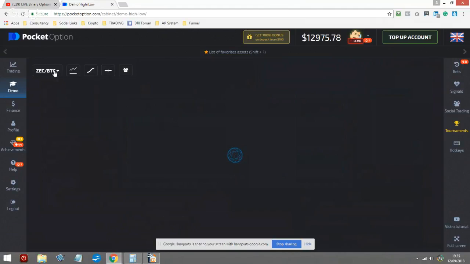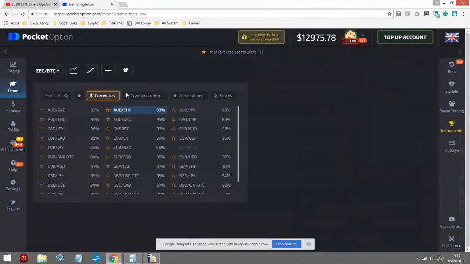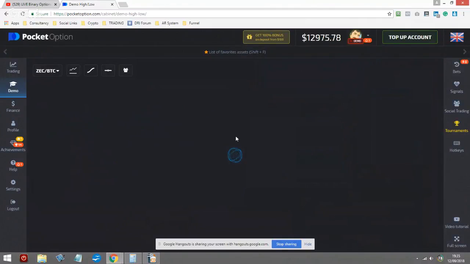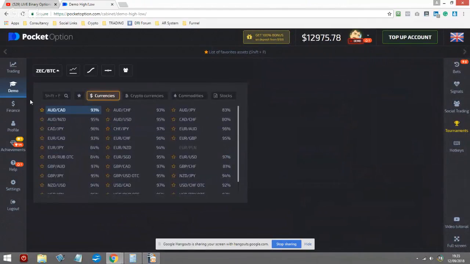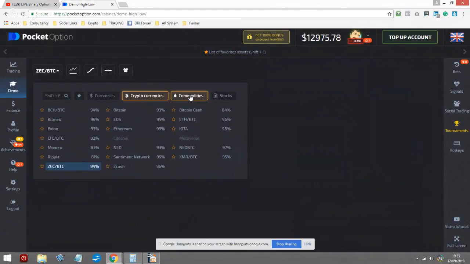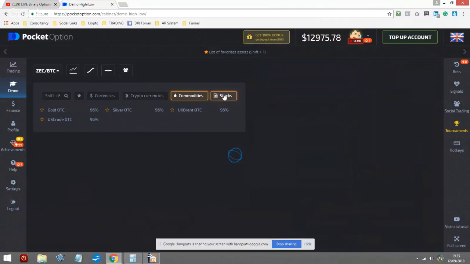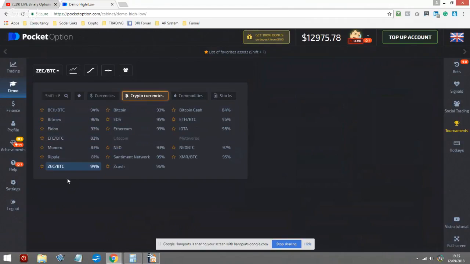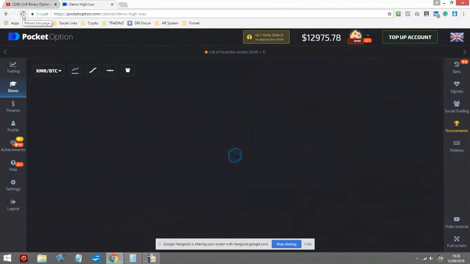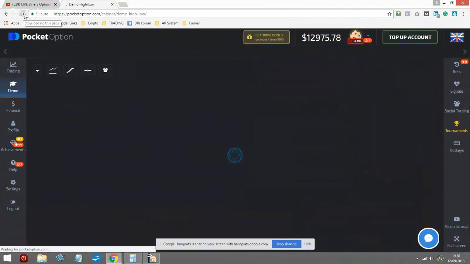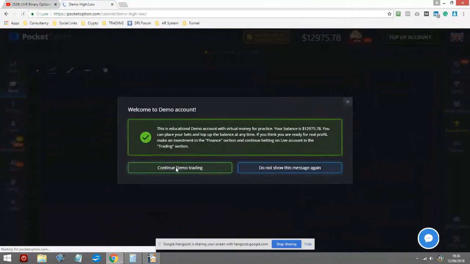I'm not sure what's happening with this at the moment. I'll come back to that. Right, let's just very quickly go across the top here. If you click this box here, you can see all the different pairs that you can be trading. So you've got currencies, cryptocurrencies, commodities, and you've also got stocks. Now, cryptocurrencies, I'm just going to have a look at ZEC BTC again, see if that will load up. It doesn't appear to be, and I'm not sure why that might be. Let me just refresh the screen. Continue demo. Oh, there we go.